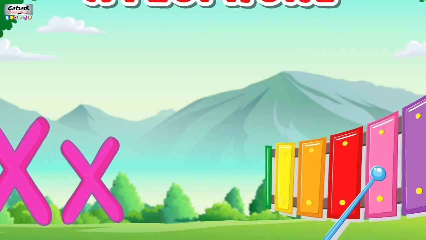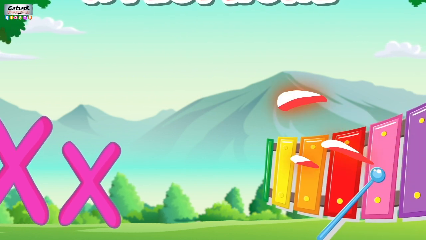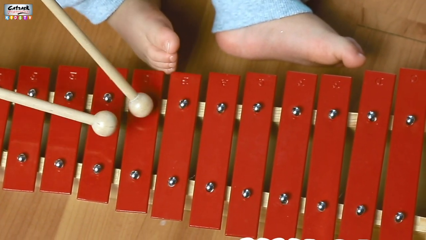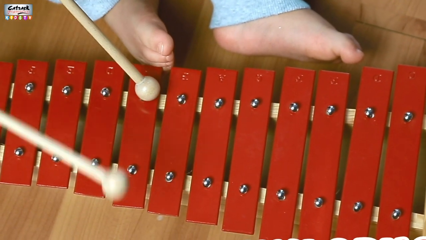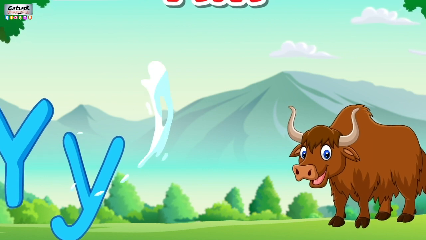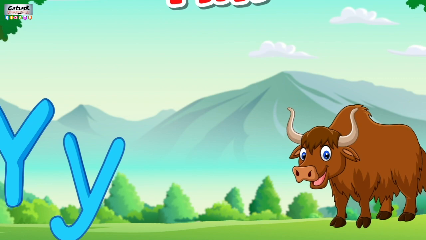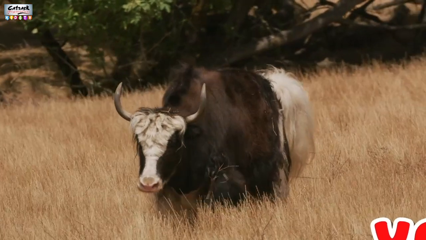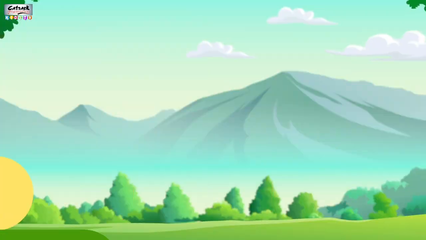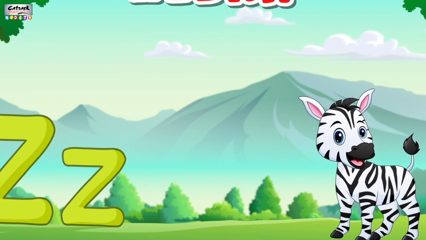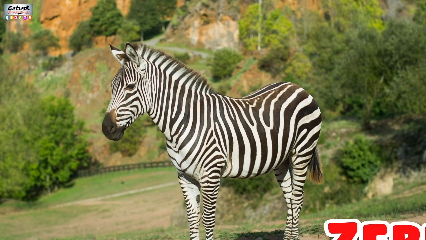X is for xylophone. Xylophone. Y is for yak. Yak. Z is for zebra. Zebra.